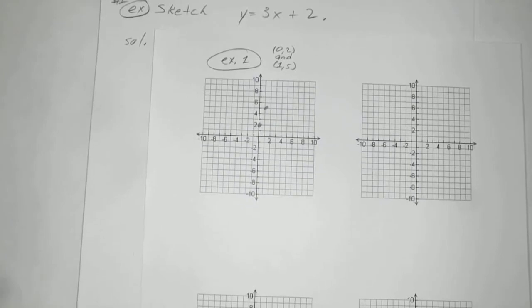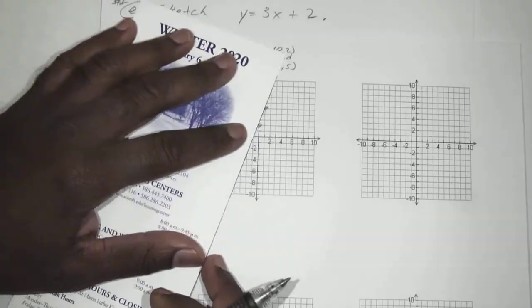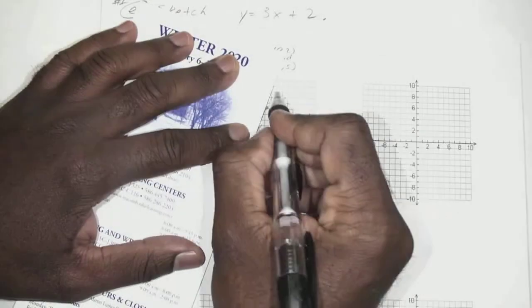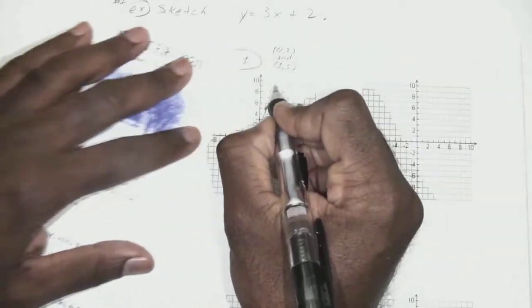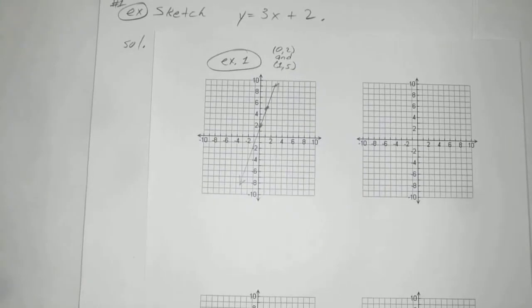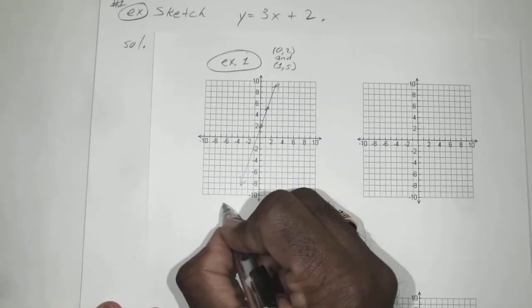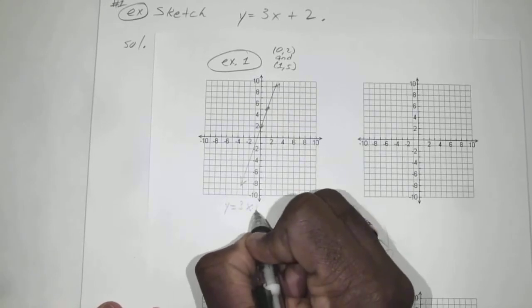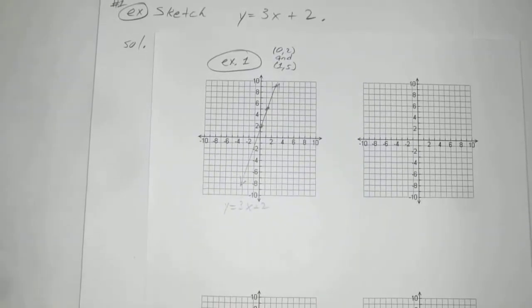And then from there, you just draw a line right through them. And you can use anything to draw your line through. It doesn't really matter. Okay, and that's actually your graph of y equals 3x plus 2. Okay, so any questions on that one?